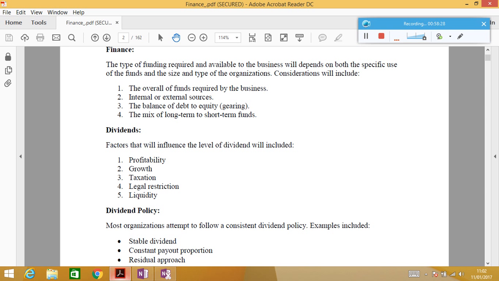How about number four? Legal restriction. Now, what is this? Legal restriction means the government. Why government suddenly comes in? Example, let me give you a situation here. You're having a company and your company already has a financial problem. Okay, you already have so much debt, and your company already has a financial problem, and you still want to pay dividend. Can?